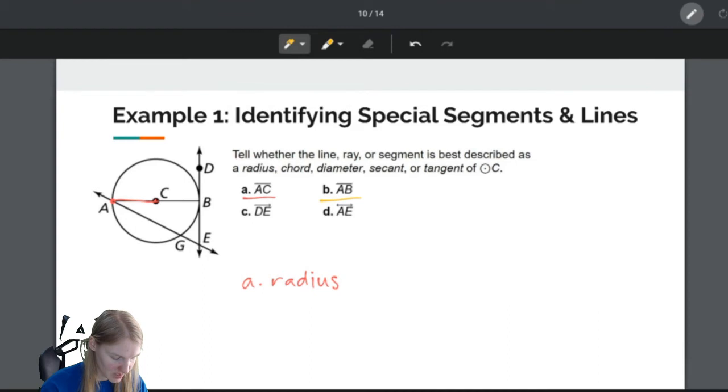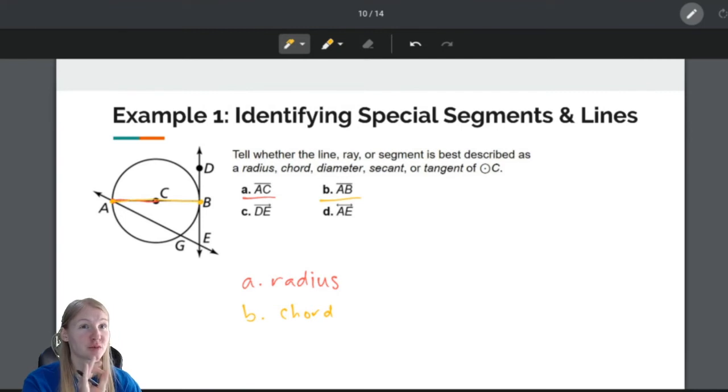B is AB, so we have A here and B here. Let's see, AB is a segment with both its endpoints on the outside of the circle, so that is a chord. But we can get even more specific than that because it goes through the center of the circle. We had a special name for a chord that goes through the center of the circle, and that is a diameter.